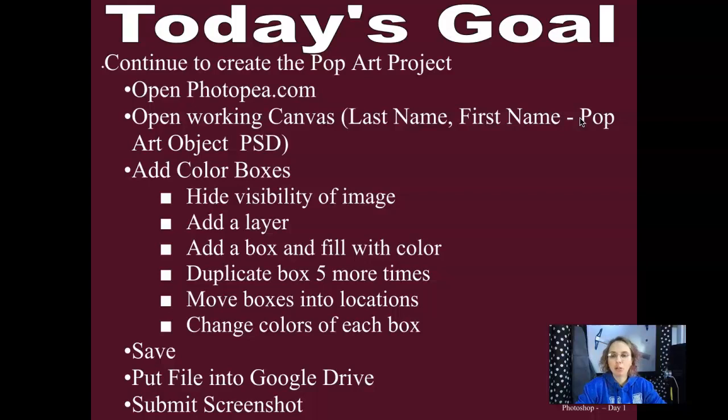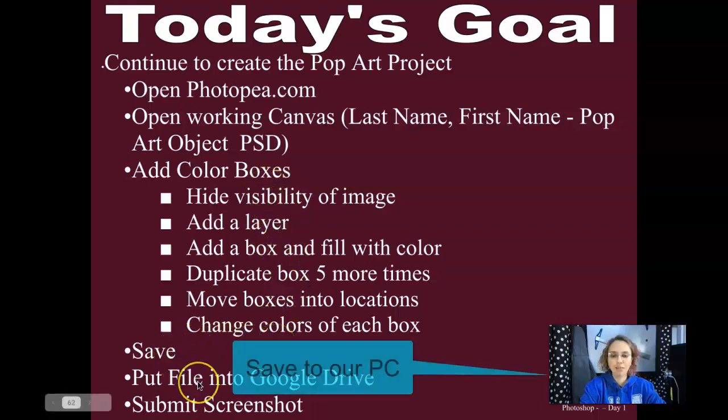So today's project goals, we're going to continue to work on the pop art project. We have to open up our document in Photopea, and then we also need to today add our colored boxes for the background of our 6 different sections. So we're going to go ahead and take a look at that. We will refer back to the slide for the individual steps as we go through. Once we're done, we're then going to save it, put it in our Google Drive, and submit a screenshot.